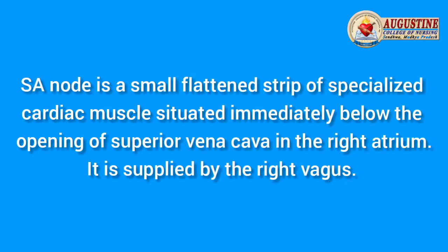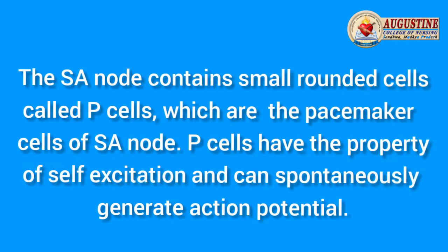SA node is a small flattened strip of specialized cardiac muscle situated immediately below the opening of superior vena cava in the right atrium. It is supplied by the right vagus. The SA node contains small rounded cells called P cells, which are the pacemaker cells of SA node. P cells have the property of self-excitation and can spontaneously generate action potentials.